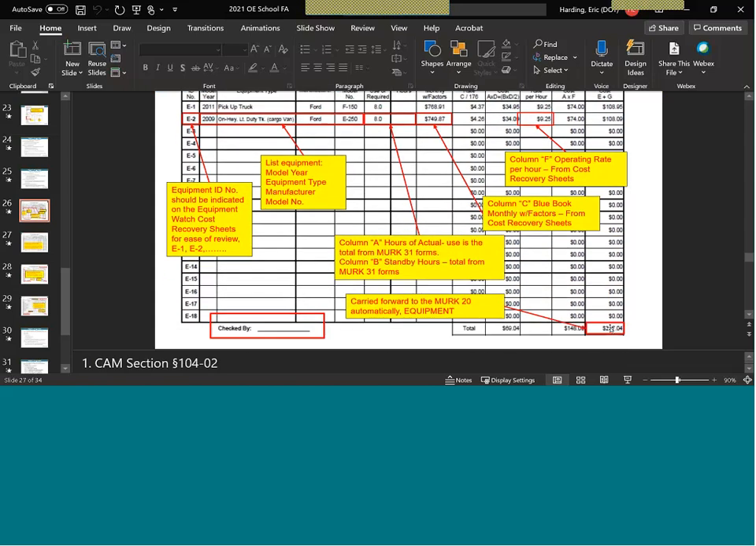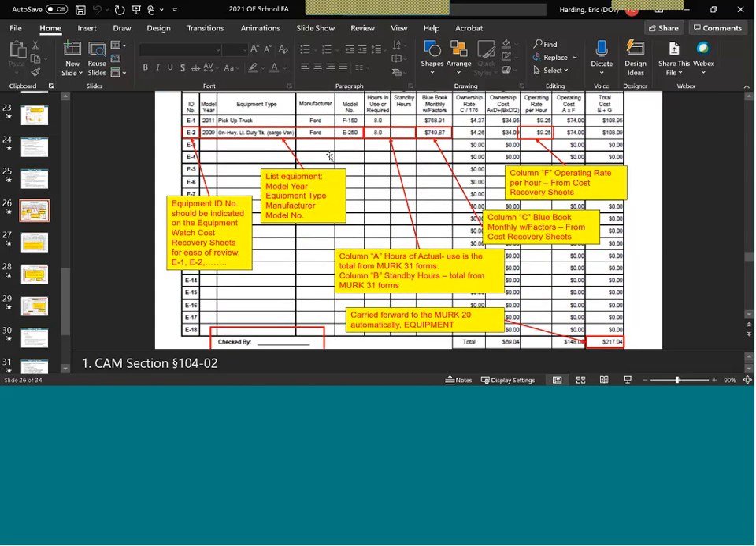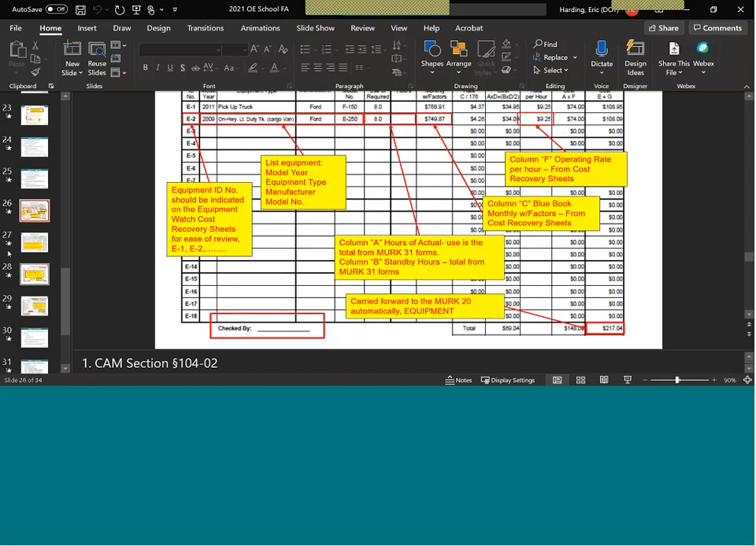Total from column H carried forward to the MERC 20 force account summation. Initial it checked. Like I said before, check marks next to these Blue Book hourly rates and hours are great. Lets me know somebody looked at it, because I will go back through every MERC 31 and look for equipment piece 1, equipment piece 2, and I'll tally up those hours myself.